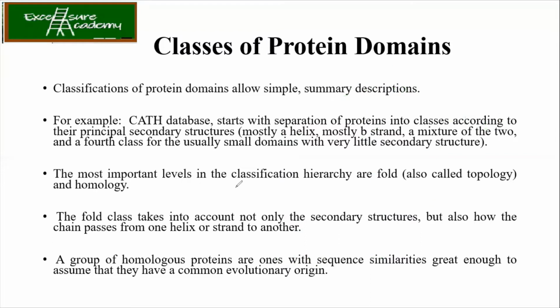Now, the most important levels in the classification hierarchy are called fold, or the topology, and homology. So this is the T and H of the CATH. Now, the fold class takes into account not only the secondary structure but also how the chain passes from one helix or strand to another. So what does it mean?